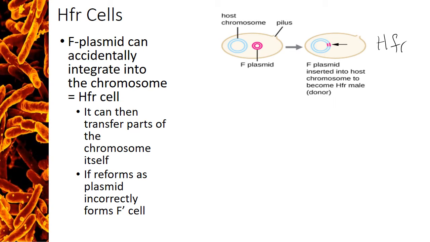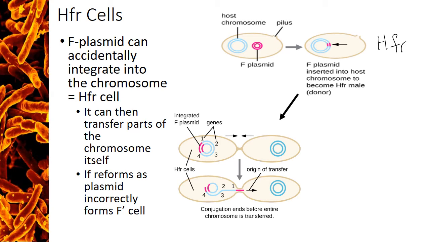So now when conjugation is initiated to an F minus cell, it's not just the F plasmid that's transferred, but also part of the chromosome itself. The sex pilus is not stable enough to pass the entire chromosome through, however, so it's only going to pass a part of it. And so we'll get part of the F plasmid that's attached to part of the chromosome, but that's now a linear piece of DNA. Since the entire thing doesn't come through, it's unable to reform the circle. Being a linear piece of DNA means that this is now going to have to undergo recombination to become part of the chromosome if it's going to remain permanently in the cell.